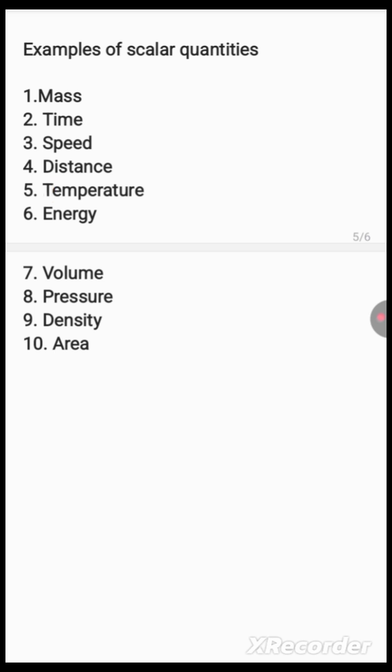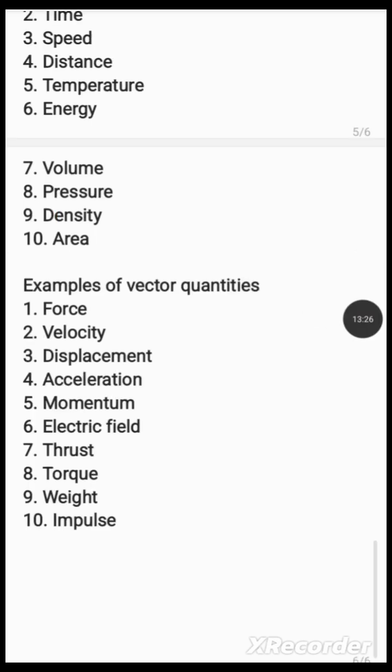Now, the examples of vector quantities are force, velocity, displacement, acceleration, momentum, electric field, thrust, torque, weight, and impulse. There are other examples of scalar and vector quantities. However, I would leave you with 10 of each of them.